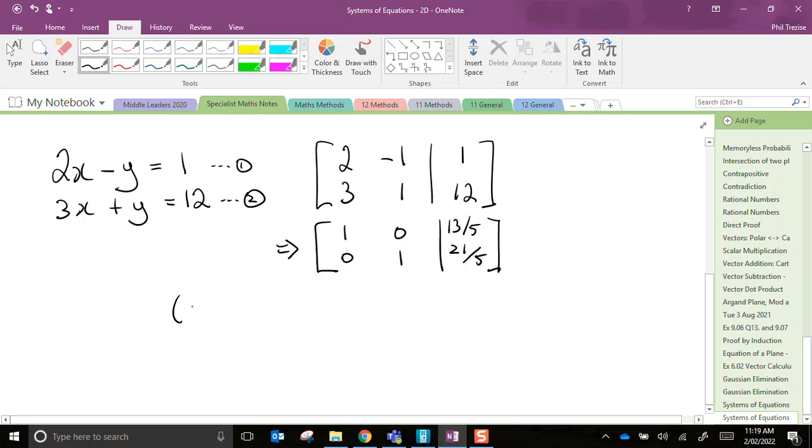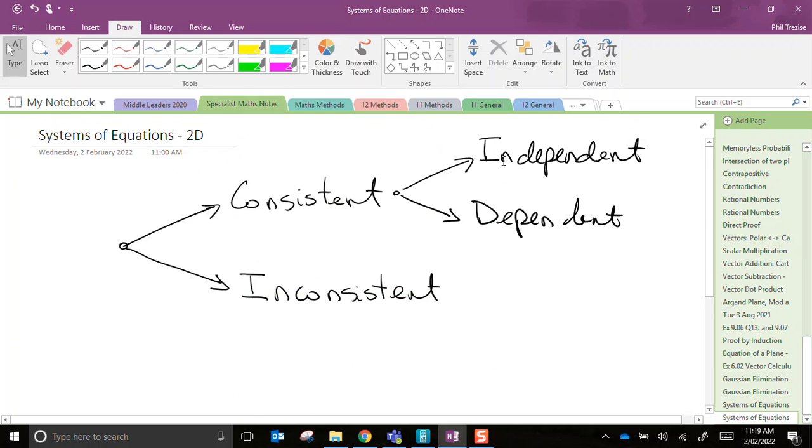So the unique solution to this one, x, y, equals 13 over 5, that's 2.6 in decimals, and 21 over 5 is 4.2 in decimals. This, being a unique solution, is the first one up here. Consistent equations, they work nicely together, they do have a solution, and they are independent equations. There is just one solution.